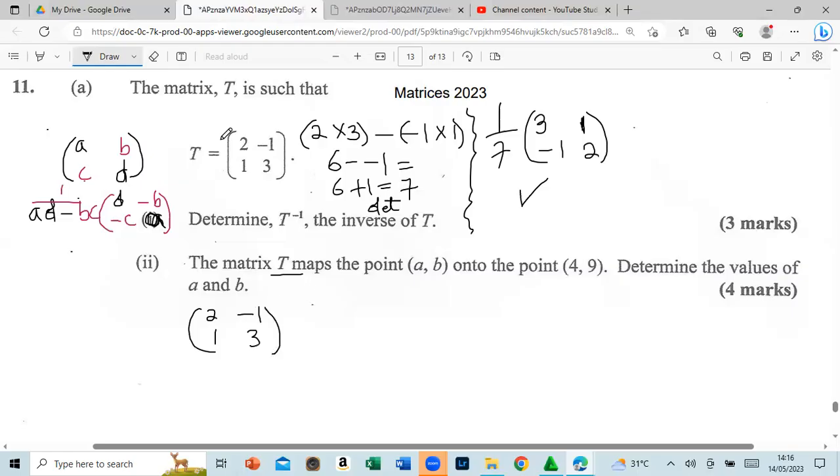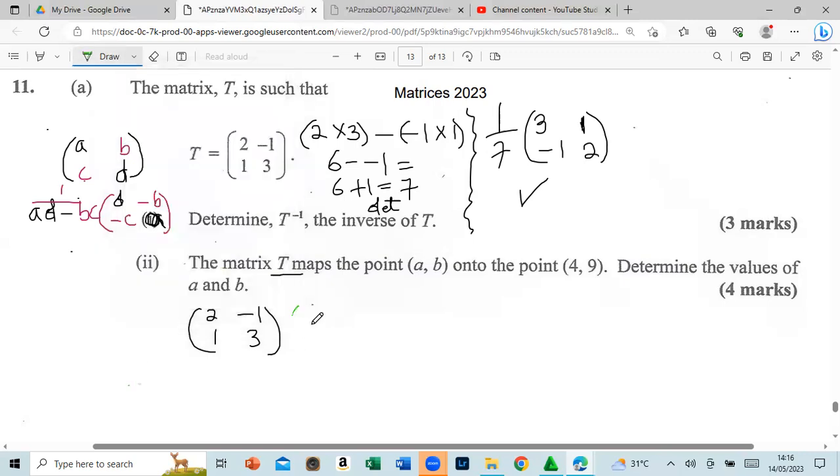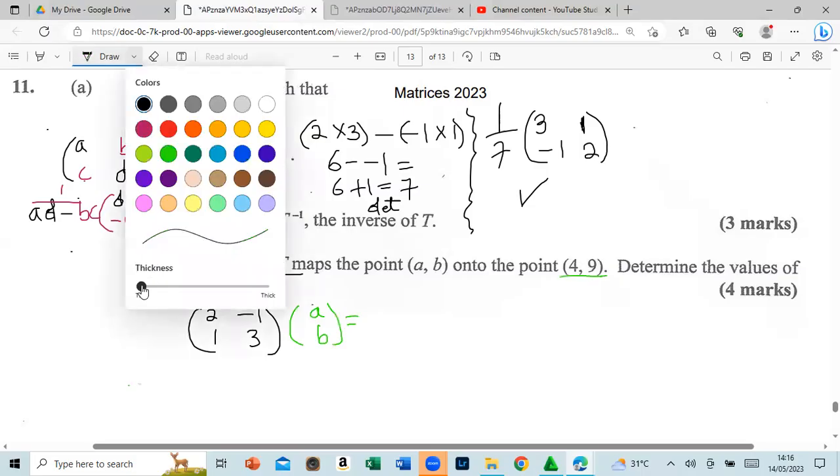Remember, we don't know the value of A and B. They told us A and B, we don't know what A and B are. So what we can do is put A and B right here, but we know what it must equal to, right? And it was given, let me just go here, to the point 4, 9. So it maps it onto the point 4, 9.